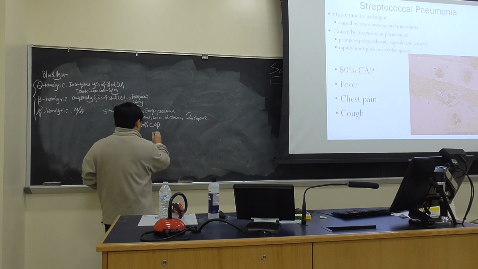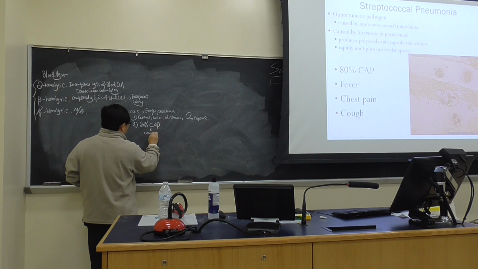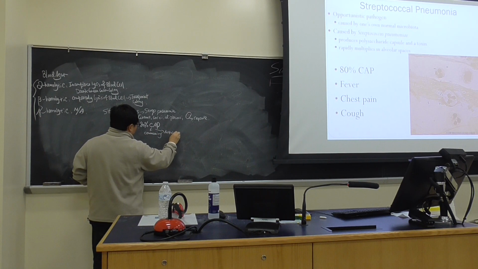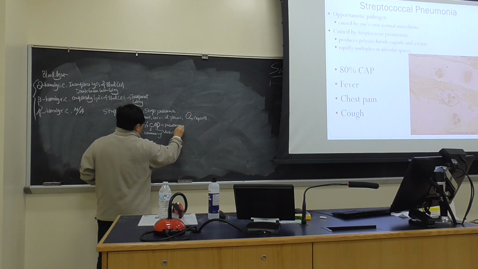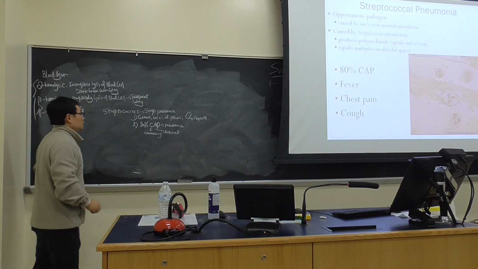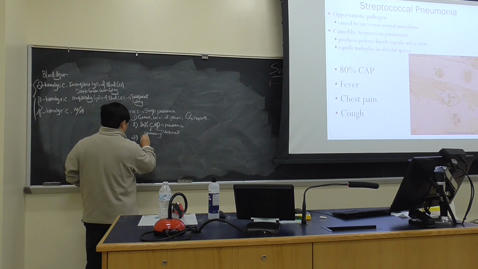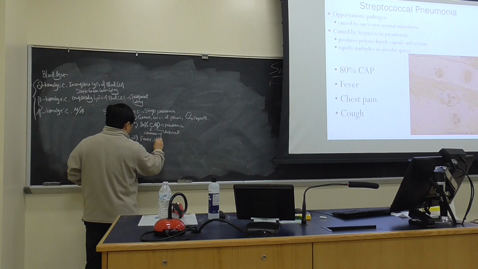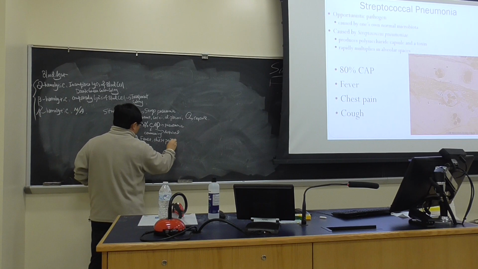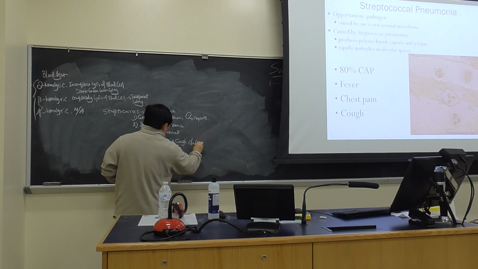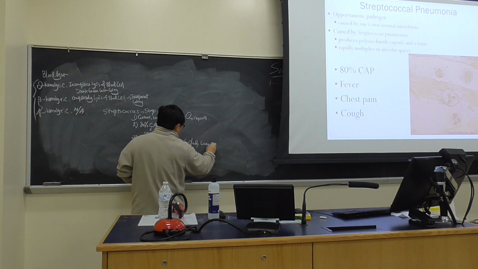What is CAP? Community acquired pneumonia. What are the symptoms of community acquired pneumonia? Fever, chest pain, cough, cloudy lung area based on X-ray.